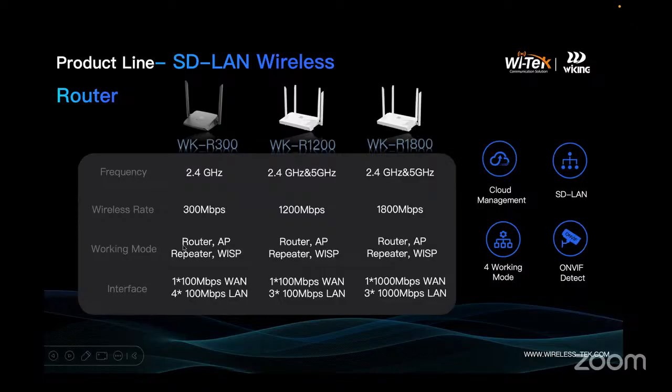And for the work mode, we have more work modes in the router function. We have router mode, AP mode, repeater mode, WISP mode. Repeater mode is also what we call an extender. You can receive the current Wi-Fi and extend it, then send it out again.